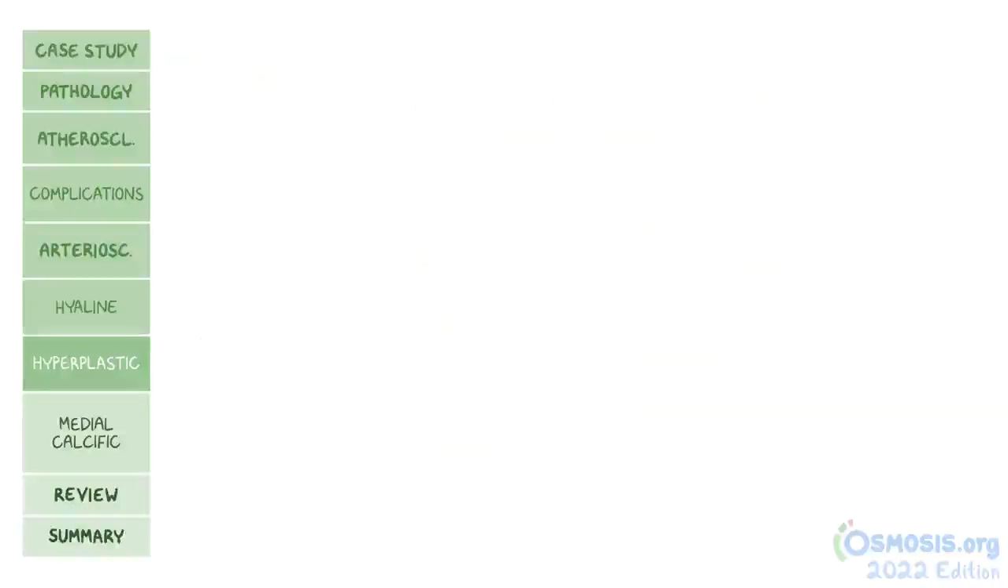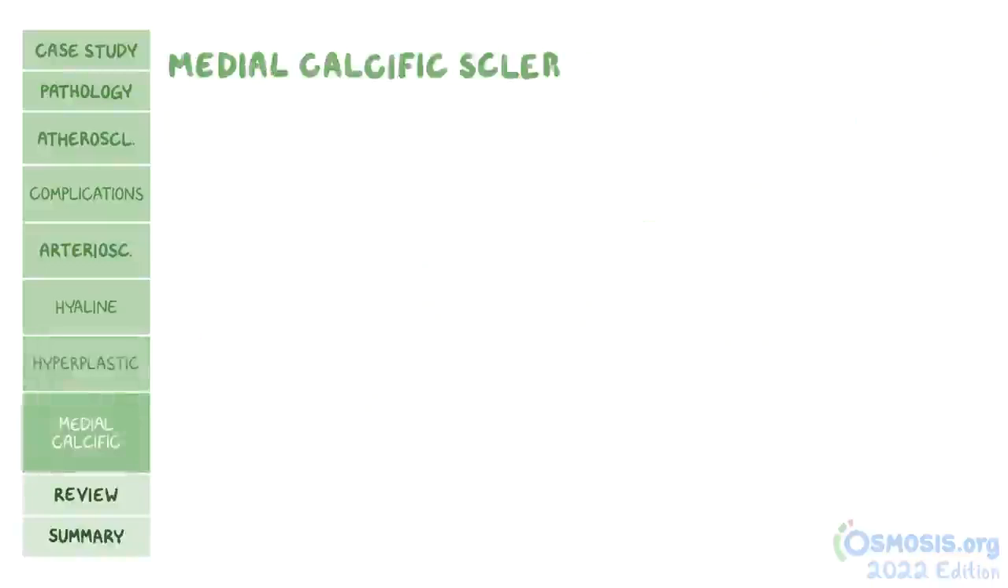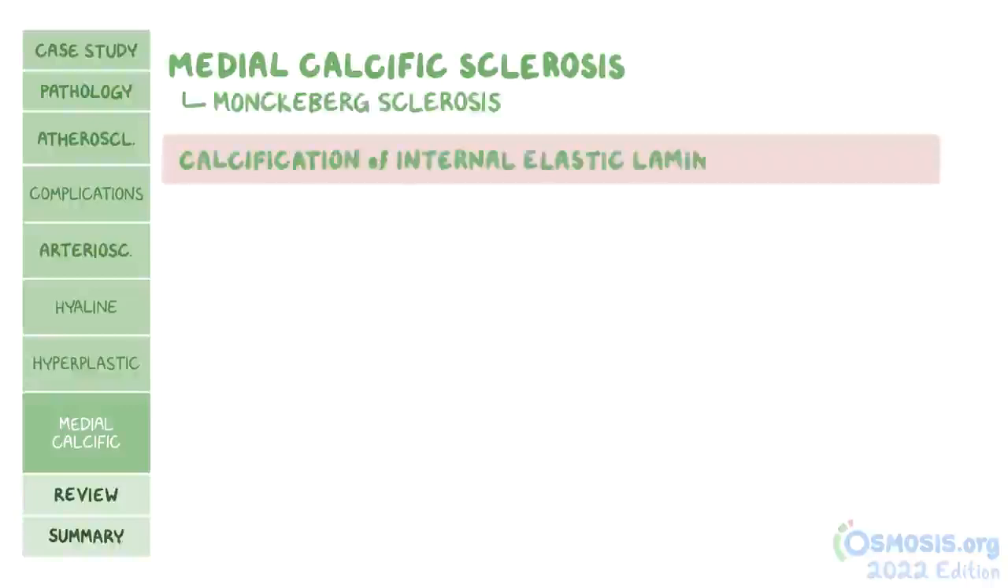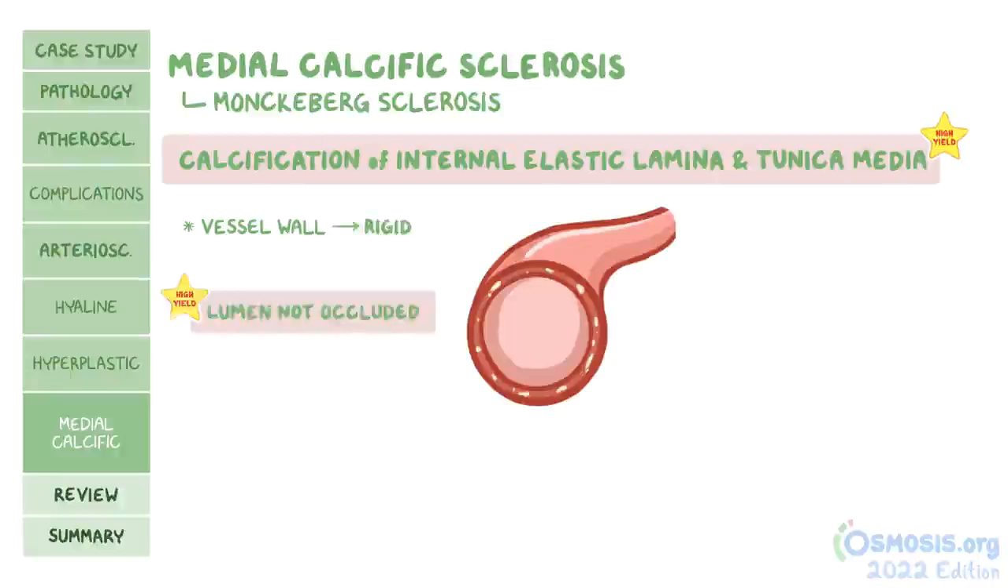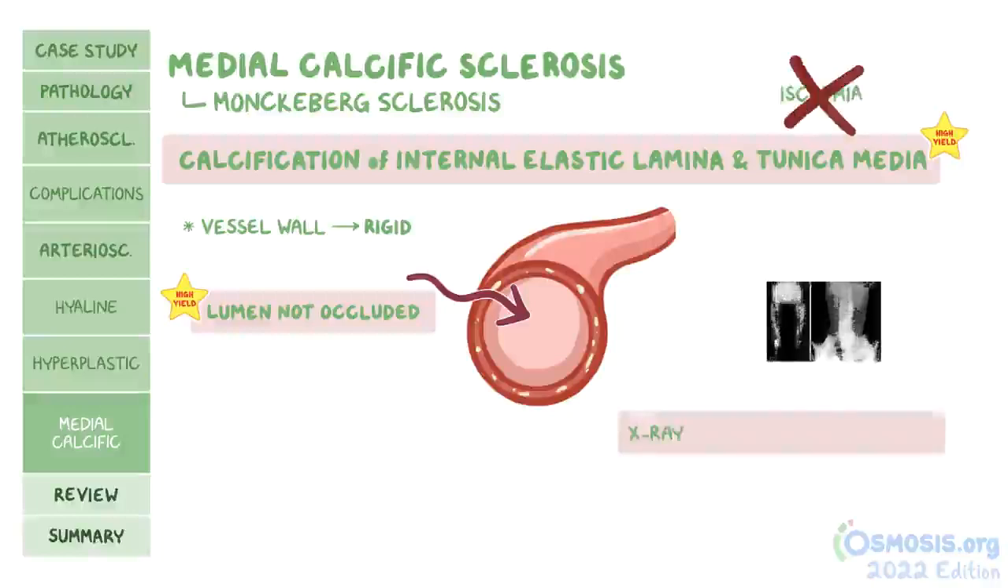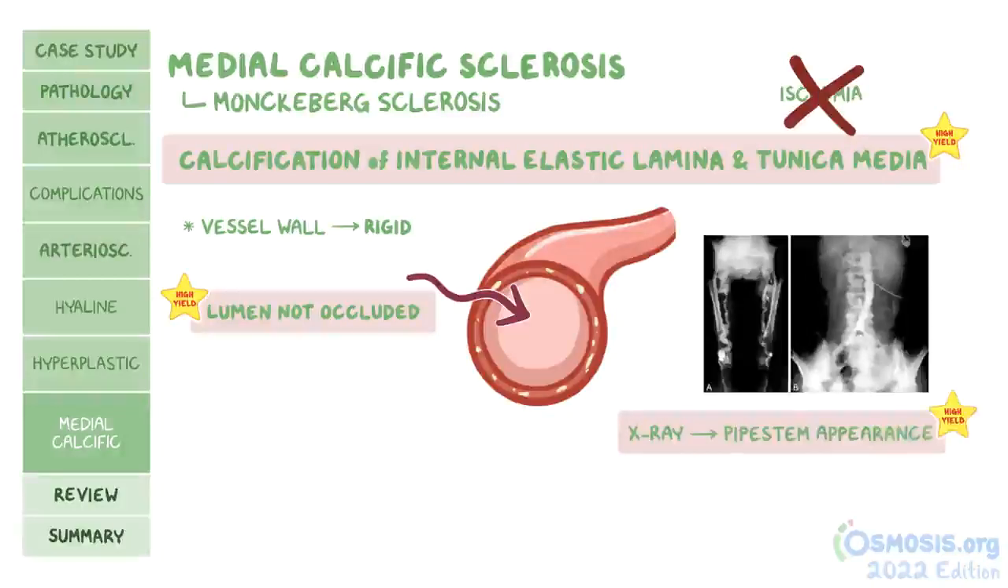The final form of arteriosclerosis is an uncommon and benign form called medial calcific sclerosis, or Monckeberg sclerosis. This form is characterized by calcification of the internal elastic lamina and tunica media, causing the vessel wall to become rigid. But the thing is, although the blood vessel is rigid, the lumen is not occluded, so it's not clinically significant and should be ruled out as an answer choice if the person suffers from symptoms of ischemia. These calcifications may appear on X-ray, giving the blood vessel a pipe stem appearance.